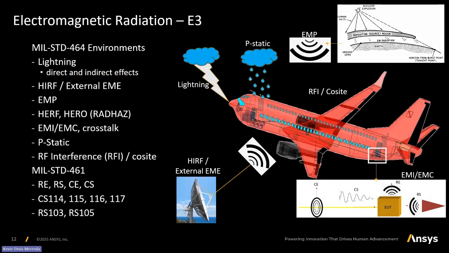And then electromagnetic radiation, that is a big one as well. And there are many sources of electromagnetic radiation. We focused on aircraft and satellites. We'll discuss aircraft here in this case. A lot of these can also affect satellites as well. So being able to model these effects on all those platforms is important.